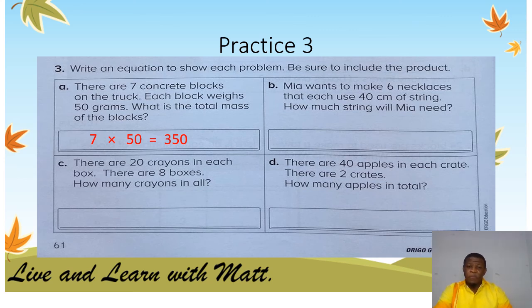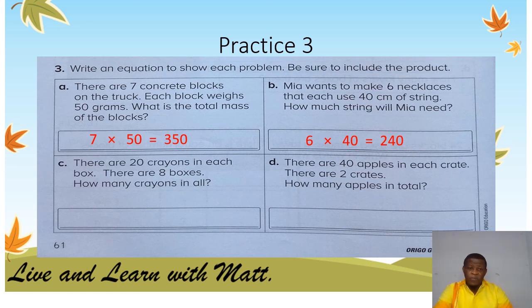Part B. Mia wants to make 6 necklaces that each use 40 centimeters of string. How much string will Mia need? So the number sentence will be 40 times 6. So we can use 4 times 6, which is 24, to figure out 40 times 6, which is 240.